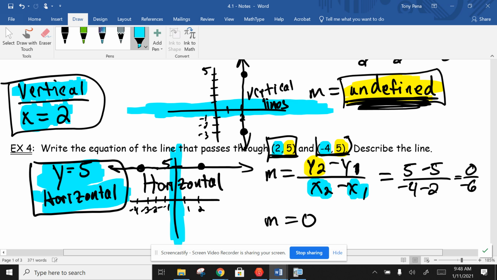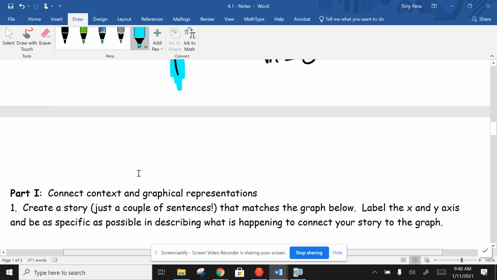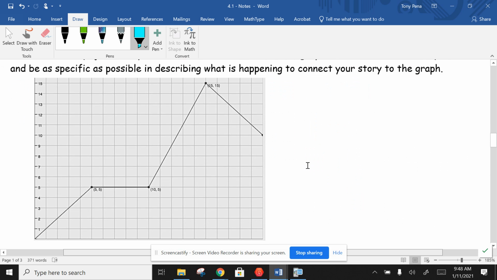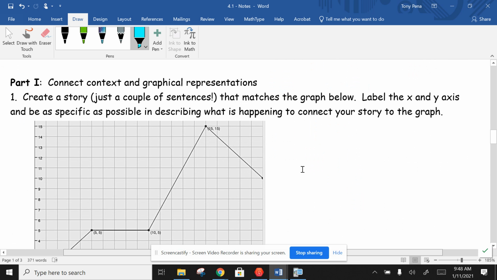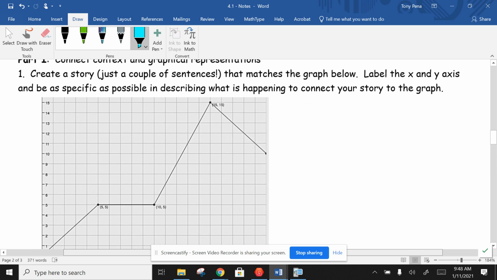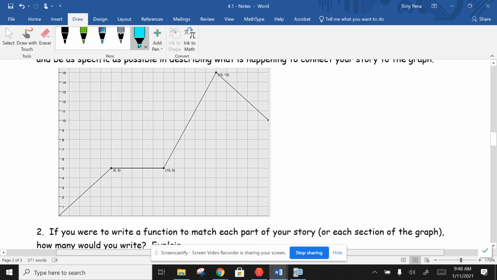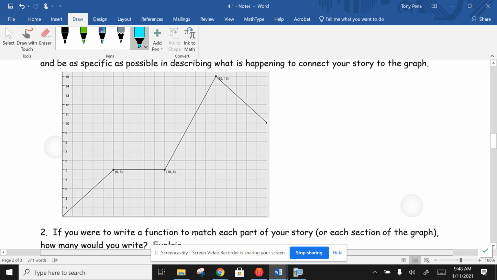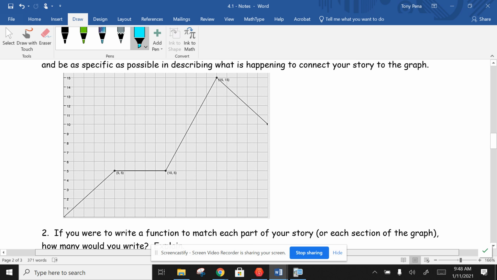All right, so that's going to be a big one for what we're going to be doing, keeping these things straight. If you remember, right before the end of the semester, we did what we called piecewise functions, which was multiple equations, multiple graphs, all in one. So that's what this is now saying. It says connect context, graphical representation. Create a story, just a couple of sentences, that matches the graph below, and label the X and Y axis as specifically as possible in describing what is happening to connect your story to the graph. This is written as if you are all together and can be creative, making up your own little stories with a partner or two. Obviously, that's not the case.